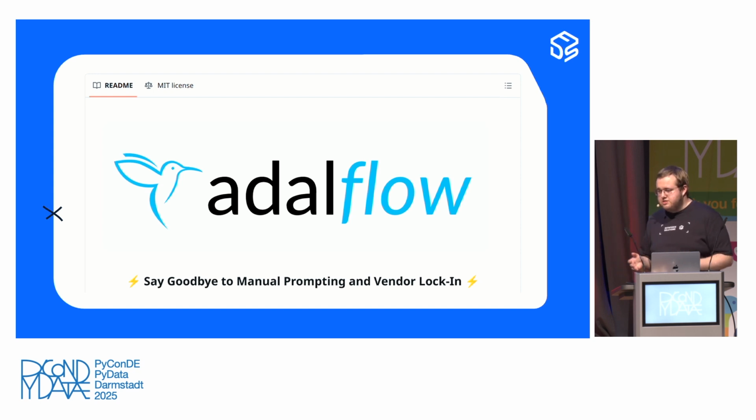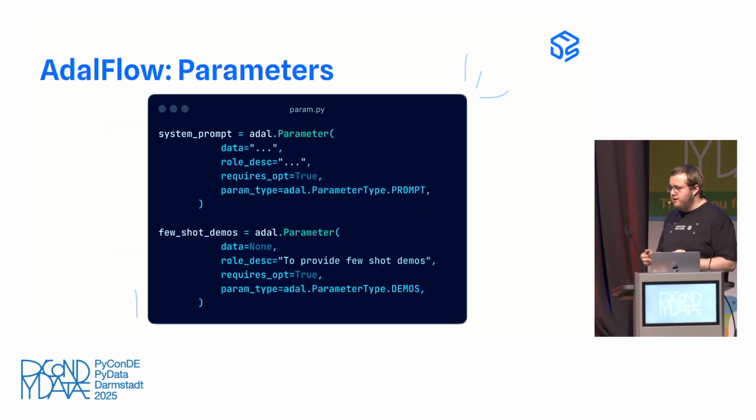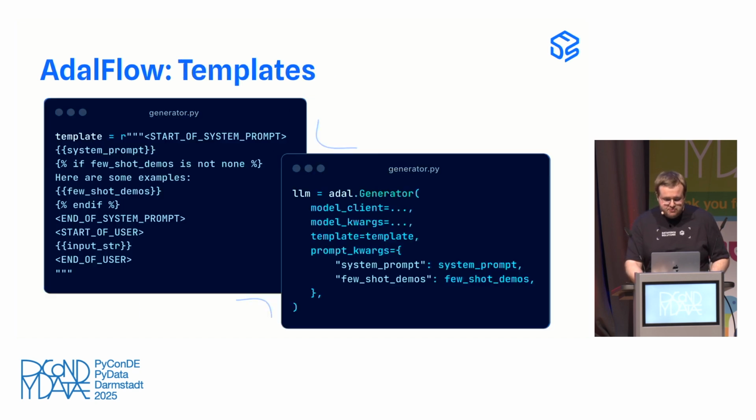Given that we don't have that much time left, we will go through only the most notable differences between AdalFlow and TextGrad. So in TextGrad, we had variables, and in AdalFlow, we have parameters, which are more or less the same things. However, now we have two different types of parameters: prompts for holding textual instructions, and demos for holding few-shot demonstrations. These parameters can be used in explicit prompt templates. Hence, the prompt template can have both the static hard-coded part and the optimizable dynamic one.